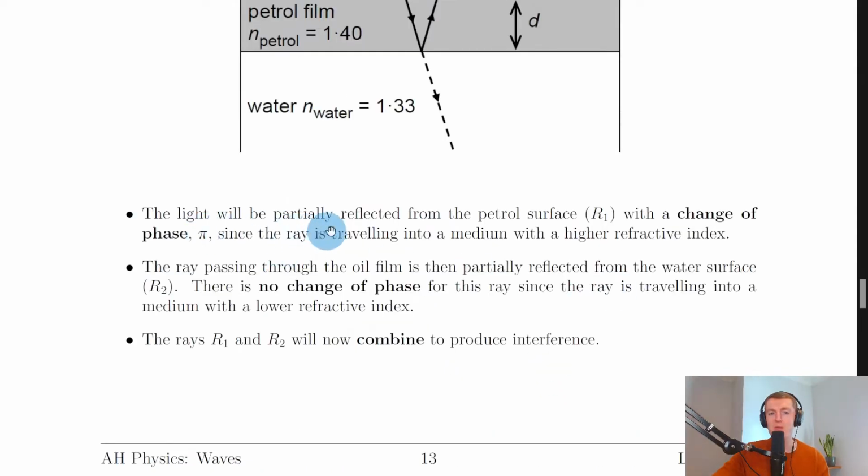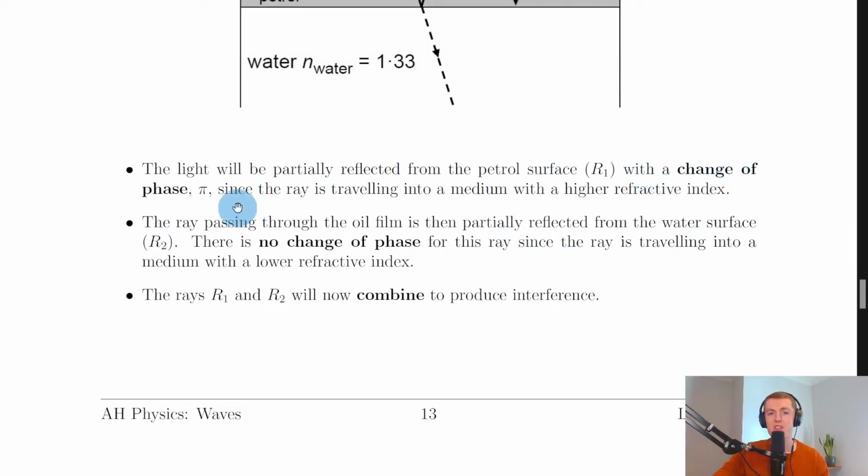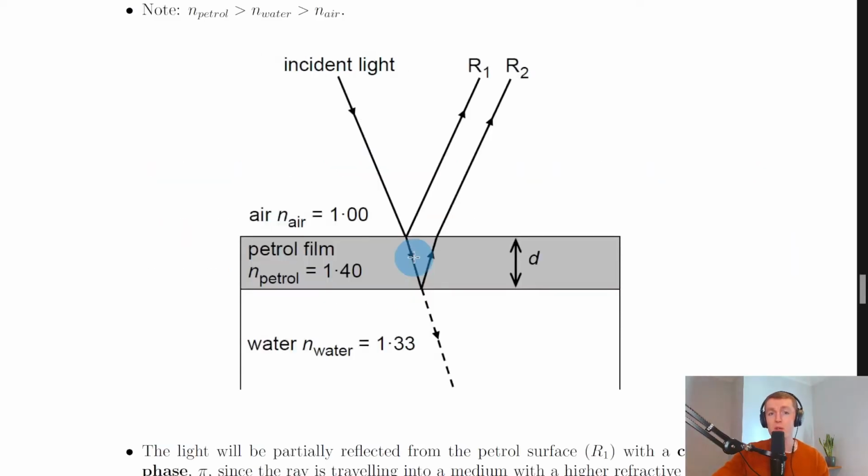It then says the light will be partially reflected from the petrol surface, which is labelled R1 here. So there's the light which is partially reflected from the thin film surface, so that's R1, and it says that this will have a phase change of pi radians since the ray is travelling into a medium with a higher refractive index. So what we're doing here is using what we looked at in the previous theory video for interference by division of amplitude, where we looked at phase change on reflection. So because the light's going from a less dense medium to a more dense medium, when it reflects, that ray R1 is going to undergo a phase change of pi radians.